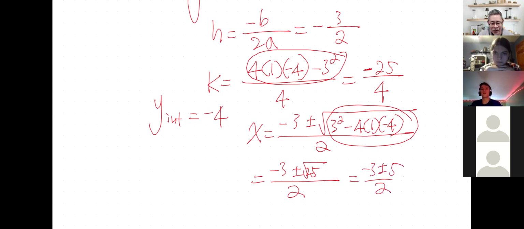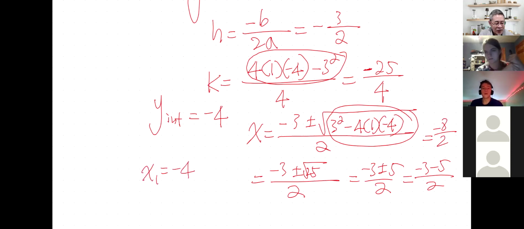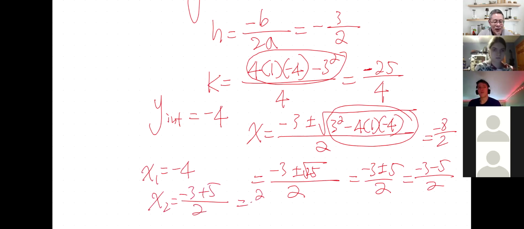So we got 2 points. One is negative 3 minus 5 over 2. That gave us negative 8 over 2, which gave us negative 4. X1 is negative 4. Now x2 is negative 3 plus 5 over 2. That's 2 over 2, which is 1. So now we not only get the vertex, we also get the x and y-intercept points.